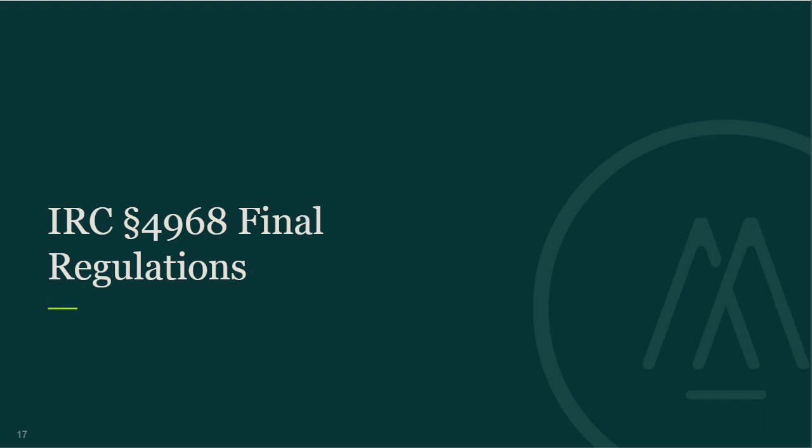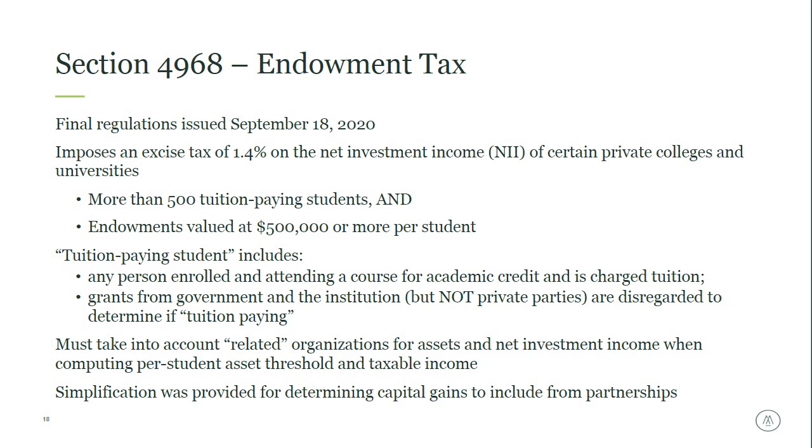Okay, so moving on to Section 4968, the Endowment Tax, that was also enacted as part of the Tax Cuts and Jobs Act. Friendly reminder, this is the one that imposed the excise tax of 1.4% on net investment income for certain private colleges and universities. So you'd be subject to this if you had at least 500 tuition-paying students and your endowment was at least $500 per student.